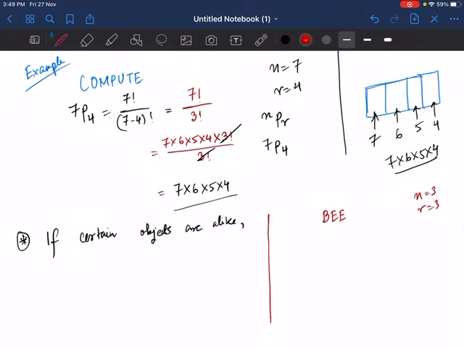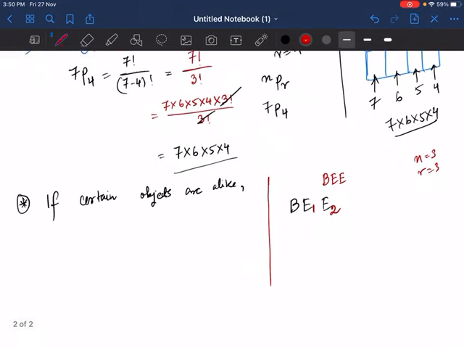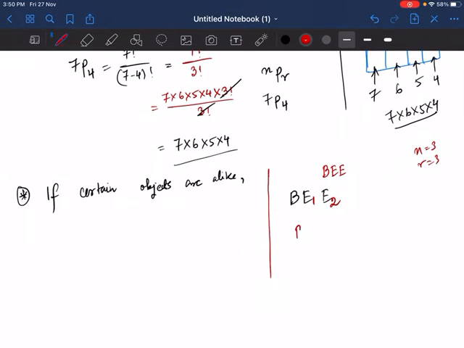So the first way, let me write this one as B, E, E, and let us write this one as E1 and this one as E2. I'm writing E1 and E2. Now, how many ways can we arrange? Let's see. The first way is B, E1, E2, then B, E2, E1.